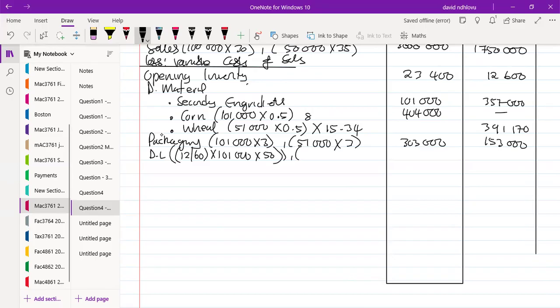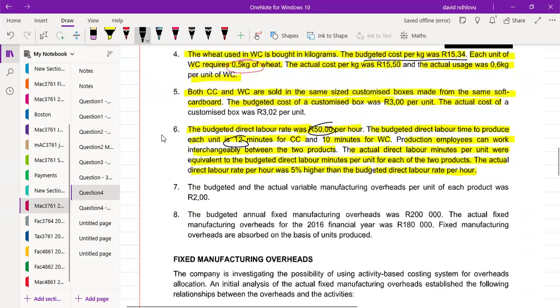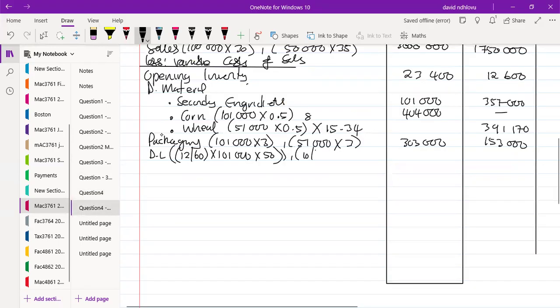For the other one, they said 10 minutes, right? It will require 10 minutes for the WC. Right, so we do a similar calculation, 10 divided by 60, multiplied by 51,000, multiplied by 50 rand. So this is the calculation that we will have.